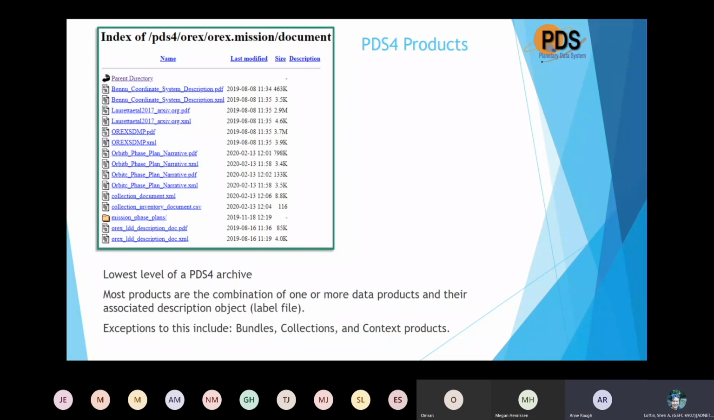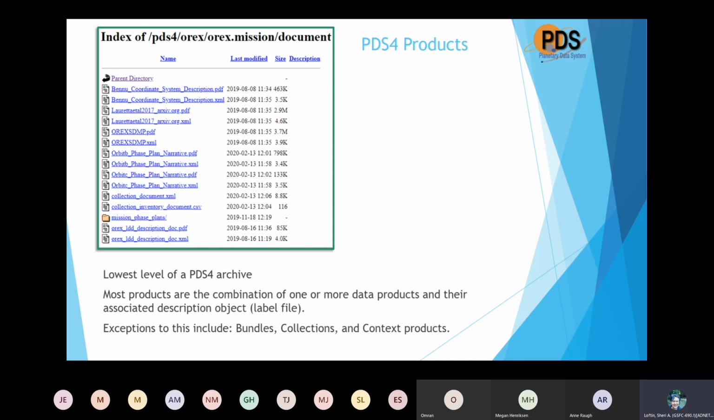So the basic building block of a PDS4 archive are its products. This is the lowest level, and you're going to build up from here. So most products are going to be a combination of one or more data products, so the data that you've collected through your mission or your study, and then an associated descriptive object, which we call a label file. And the label file, which we'll cover in a few slides, is the way that tells you how to use that data product.